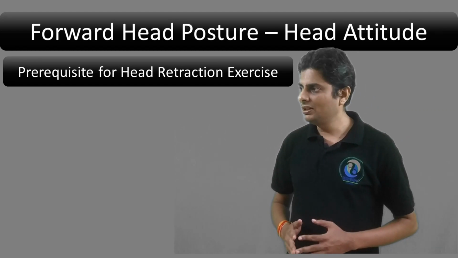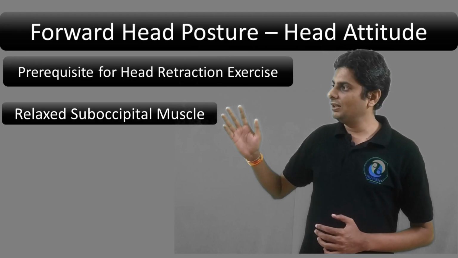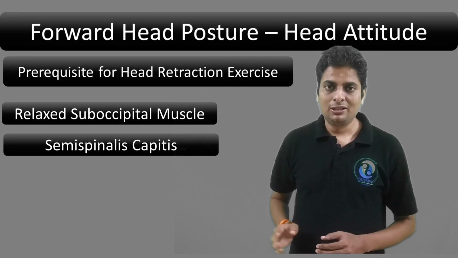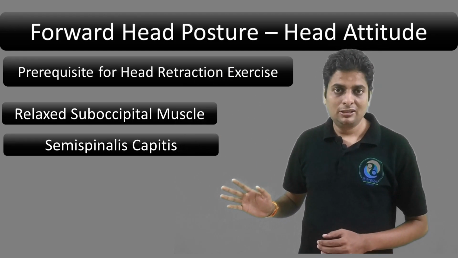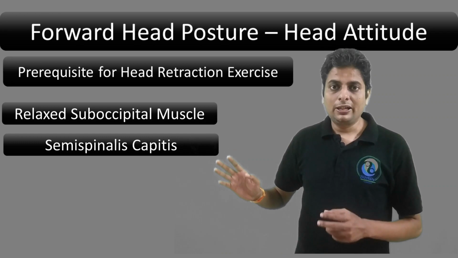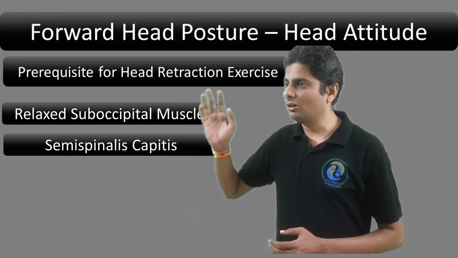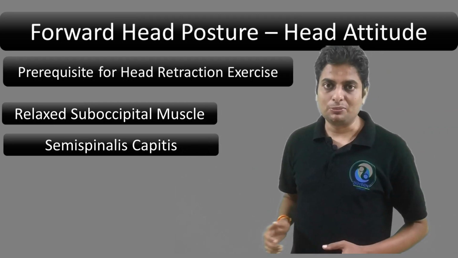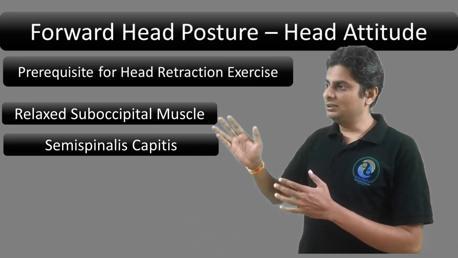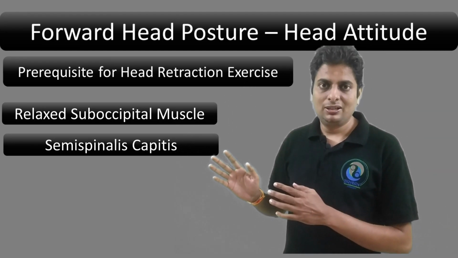What are the prerequisites? First one, a relaxed suboccipital as well as semispinalis capitis. So unless these muscle groups get relaxed, we will not recruit our rectus capitis anterior as well as longus capitis, part of the deep flexor group. So these 2 muscles need to be relaxed.